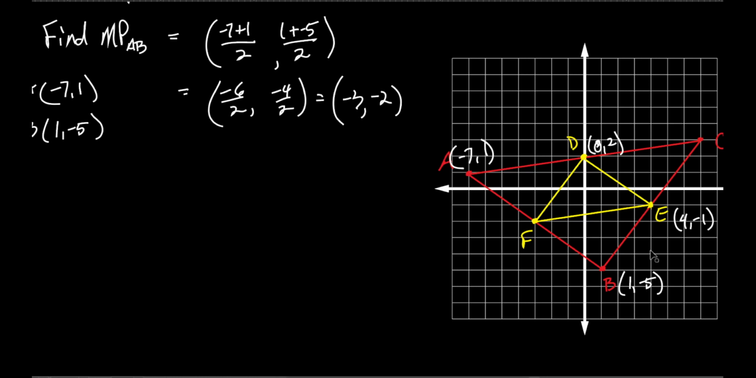Okay, what's the other one we didn't do? FE. FE must be parallel to what? AC. Everybody got that? And FE, the distance of FE must be half of the distance of AC. And the distance of DF has got to be half of BC or CB. All right? It looks a little confusing.